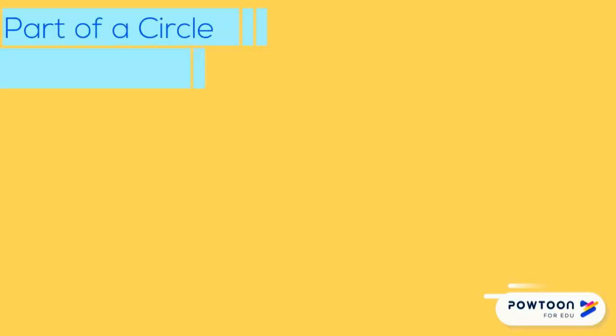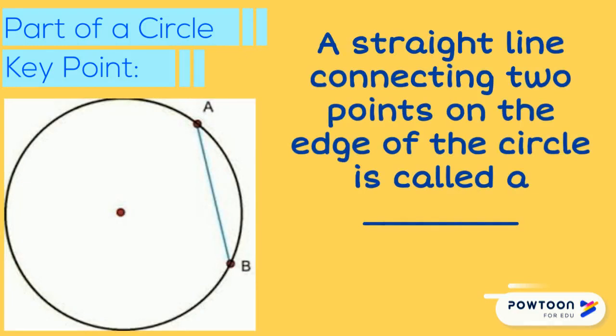The first key point of the lesson is that if you have a straight line connecting 2 points on the edge of the circle, also known as the circumference, that straight line is called a chord.